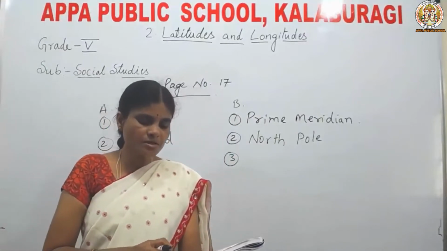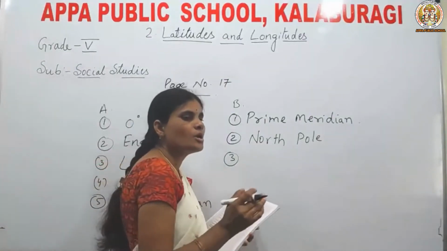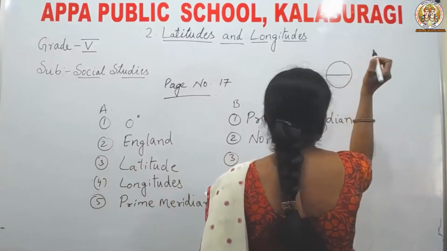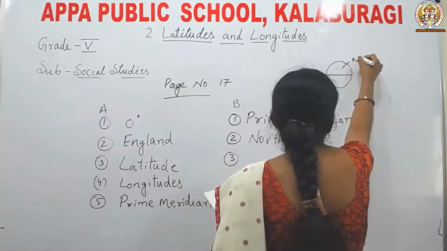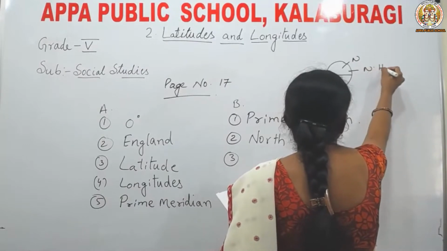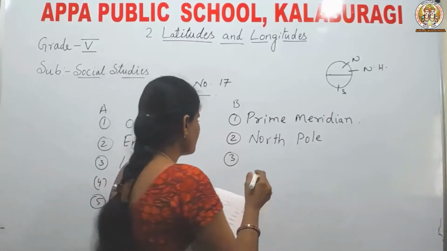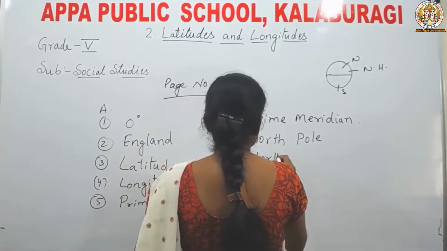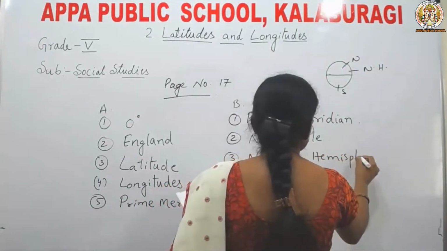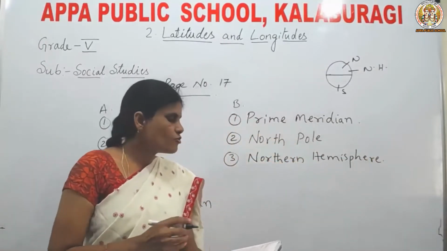Now, third one. The half of the earth located to the north of the equator. See, the equator divides the earth into two equal halves. This one is the northern side, this one is the southern side. North of the equator is called the northern hemisphere. Understood, children? What is it called? Northern hemisphere. Third one, northern hemisphere.